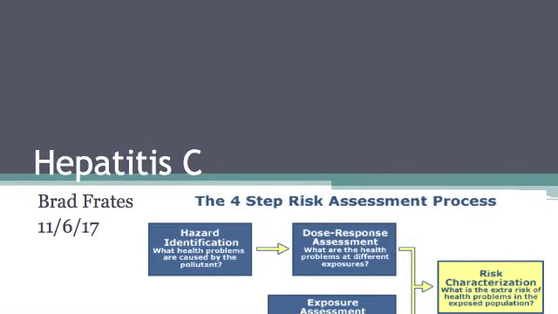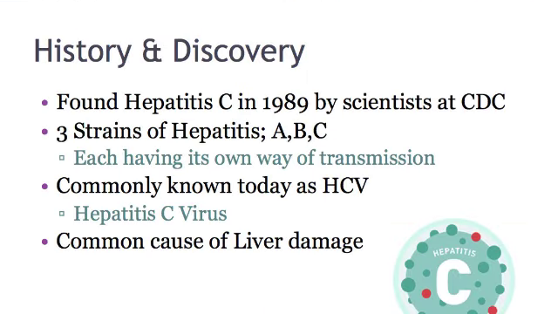I'll be discussing hepatitis C under the four-step risk assessment process. The history and discovery of hepatitis C. Hepatitis C was founded in 1989 by scientists at the CDC. Three strains were now discovered called hepatitis A, B, and C, each having its own way of transmission. Hepatitis C virus is commonly known today as HCV, which will be called that for the remainder of this presentation. It is also a common cause of liver damage.